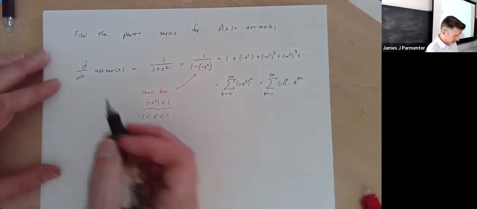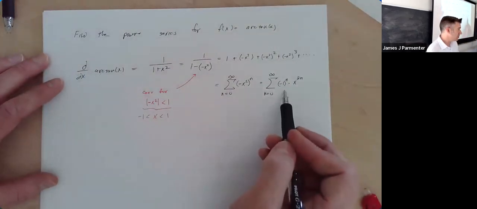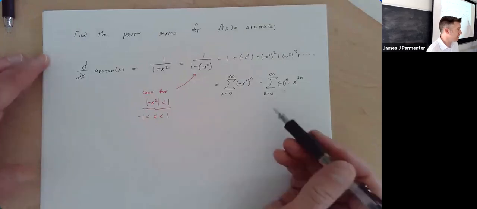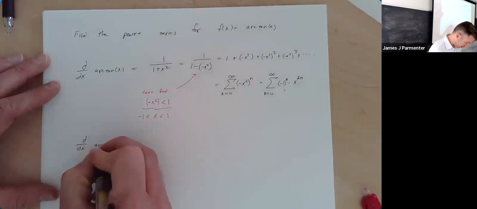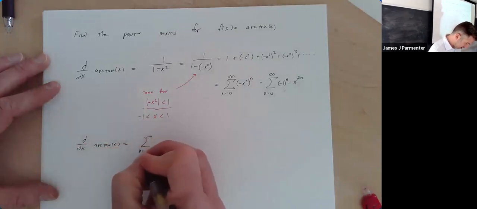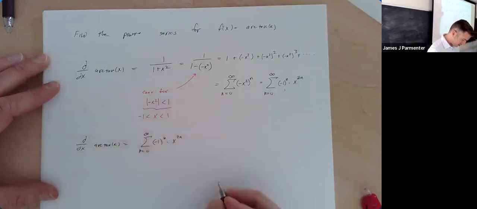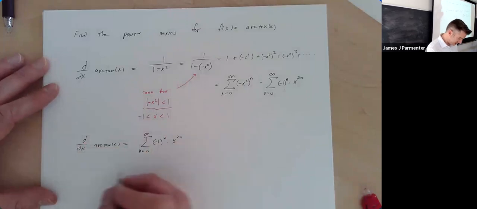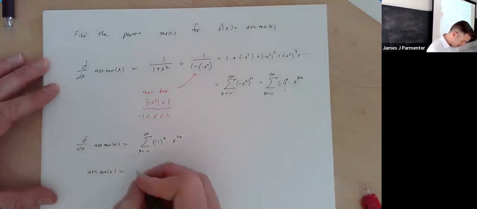So I took the derivative of arctangent to get this series. To find the actual series for arctangent, I'm going to do the antiderivative. So as the derivative of the arctangent of x is equal to the sum from n equals 0 to infinity of negative 1 to the n times x to the 2n, I'm going to anti-differentiate both sides and say that the arctangent of x is equal to the integral of this.